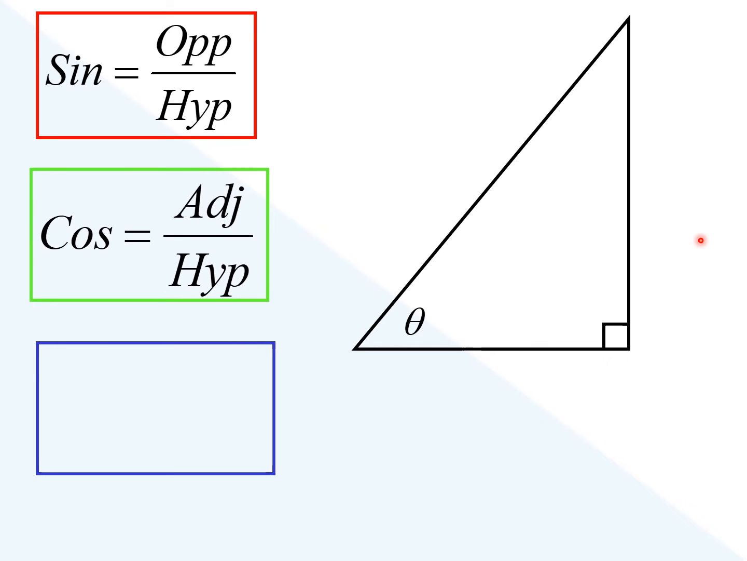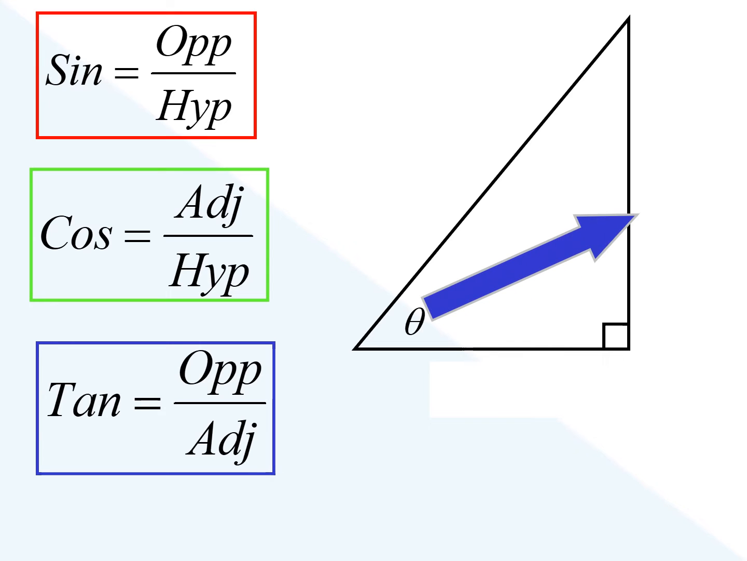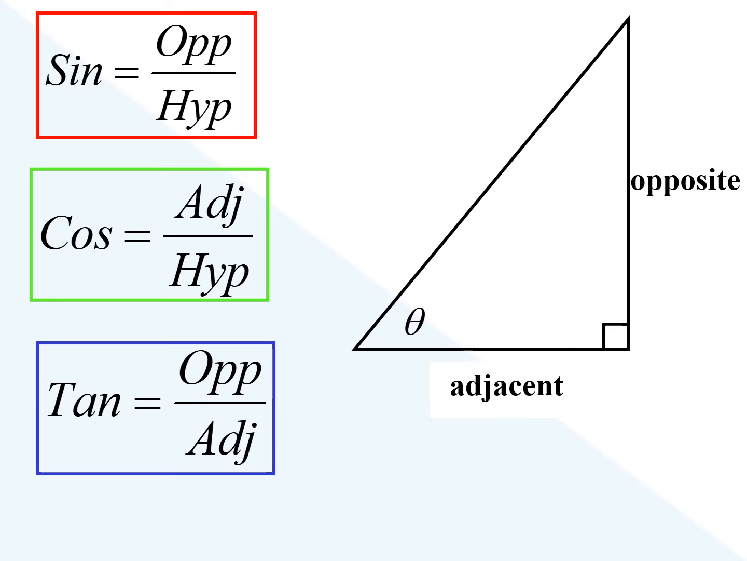Now, let's move on to cosine. Cosine theta is equal to adjacent over hypotenuse. If this is the theta, this is the adjacent side. Adjacent meaning it is the side near to the angle. And, of course, this is the hypotenuse. So, cosine theta is equal to adjacent over hypotenuse. And tangent theta is equal to opposite over adjacent.